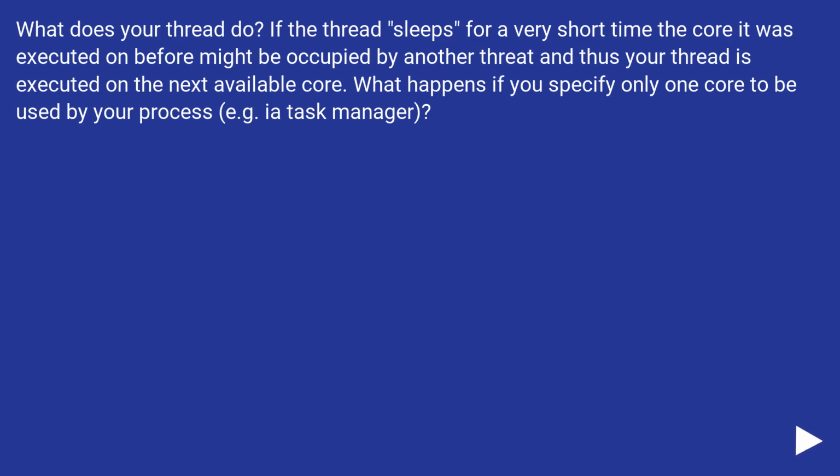What does your thread do? If the thread sleeps for a very short time, the core it was executed on before might be occupied by another thread, unless your thread is executed on the next available core. What happens if you specify only one core to be used by your process, for example in your Task Manager?